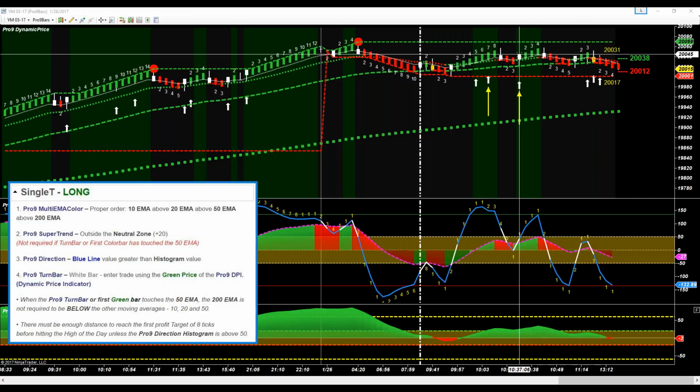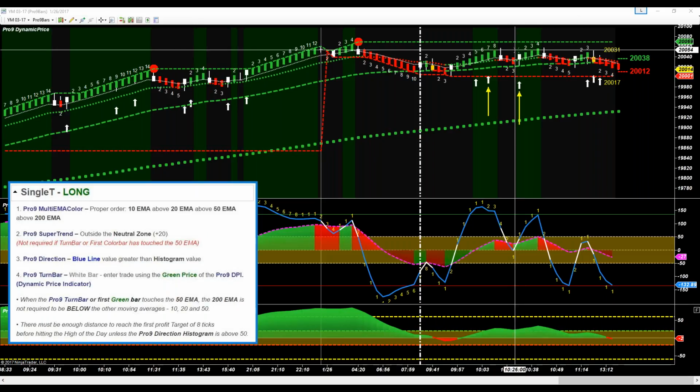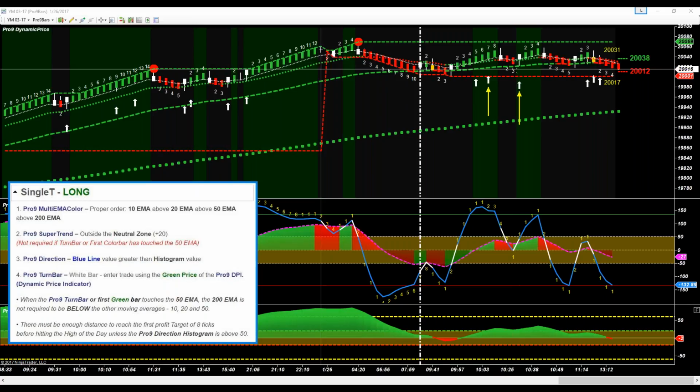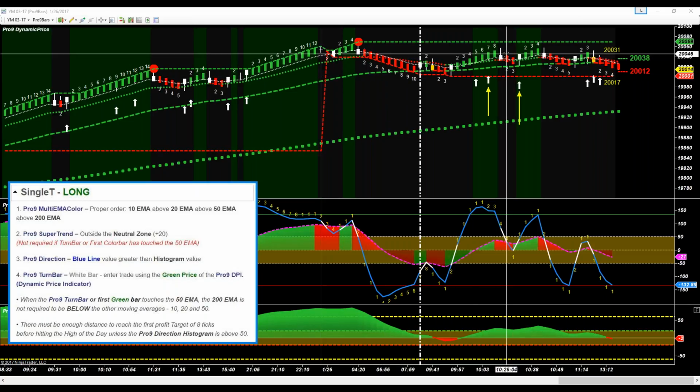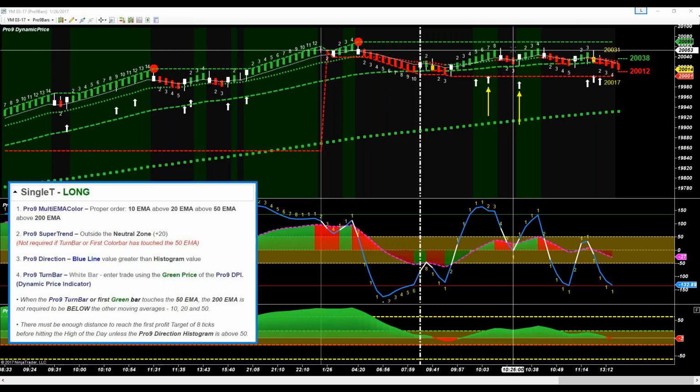So it basically turns it into a continuation. But the differences of these setups is we will see a continuation will appear, we'll have a turn bar followed by a turn bar, or it will be a turn bar, color bar, turn bar again. And that turn bar would be our entry bar.